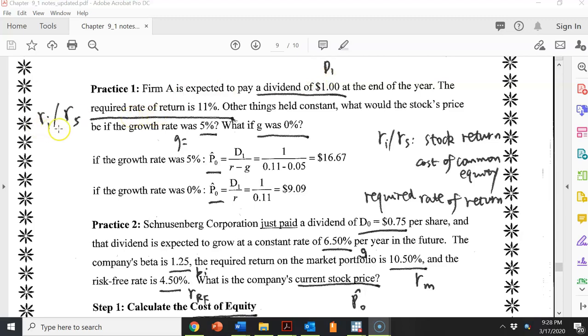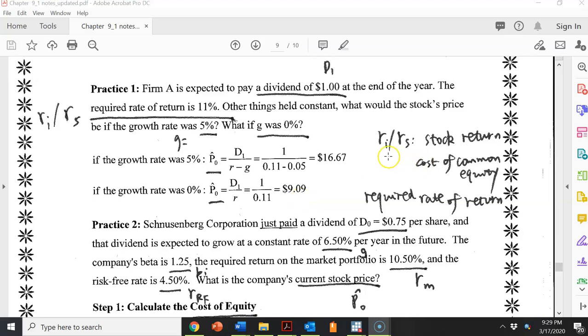Required rate of return, RS, is 11%. Growth rate is 5% or 0%. What is the stock price? If G is 5%, then P0 equals D1 over R minus G. Plug the numbers in, we get 16.67. If G is 0, P0 becomes D1 over R. We have 9.09.